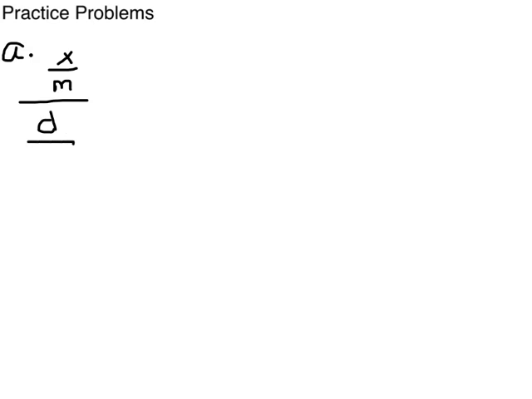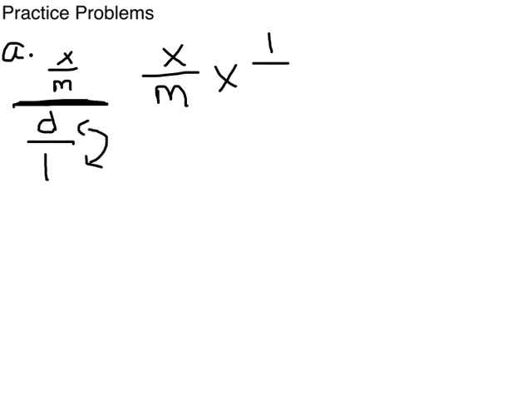All right, so let's make this a fraction, and we're going to change this division sign, because that's what that means, to multiplication, and then we're going to invert our denominator to 1 over d, and then we're simply going to multiply x over md. And you could put 1x, it doesn't matter. 1x and x is the same thing.